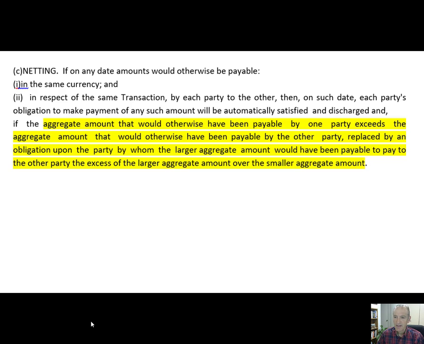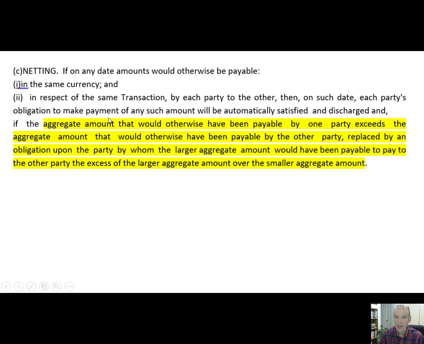And what they mean is, with the way a swap works, sometimes I owe you money, sometimes you owe me money. Depends on how the interest rates are moving. But we want to net that. I don't want to pay you $1,000 and you pay me $600. If I owe you $1,000, you owe me $600, we just want to net that, and I send you $400. So this is the language they had in the contract.